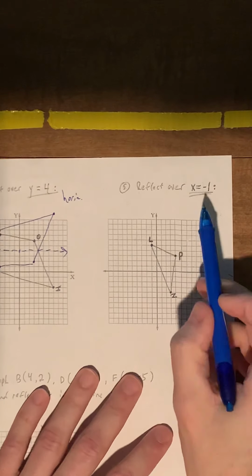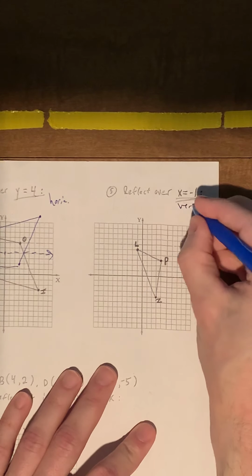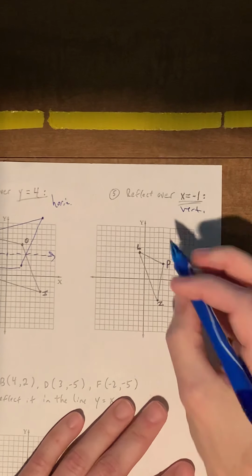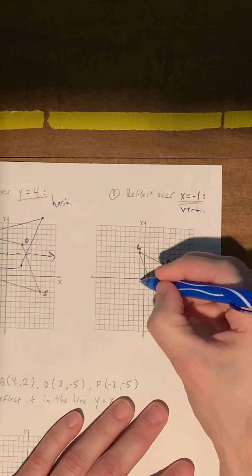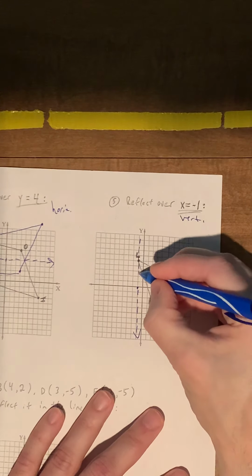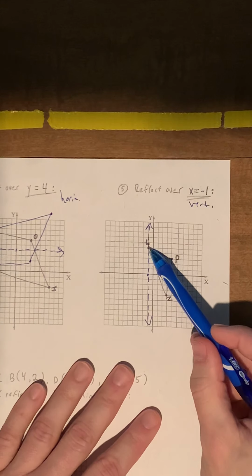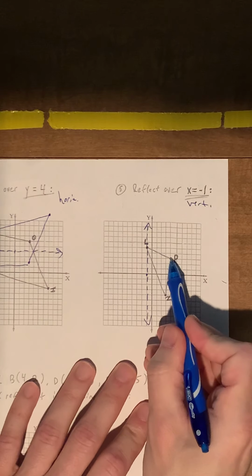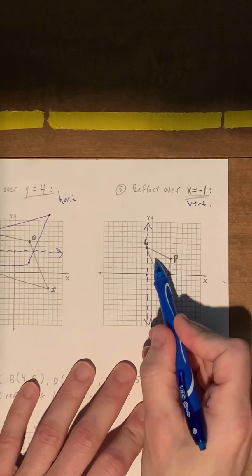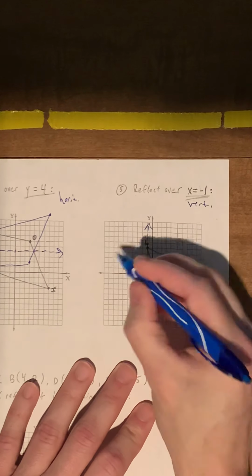We're going to reflect this triangle over x equals -1. So let's graph this line first. This is a vertical line going through -1. So a straight up and down line through -1, and let's draw it. Now, one of the points is on the line of reflection, so it's going to be on the line of reflection at the end, so we don't even have to do anything with L. So for P, we count 1, 2, 3, 4, 5, and count from the line 1, 2, 3, 4, 5. There's P prime.